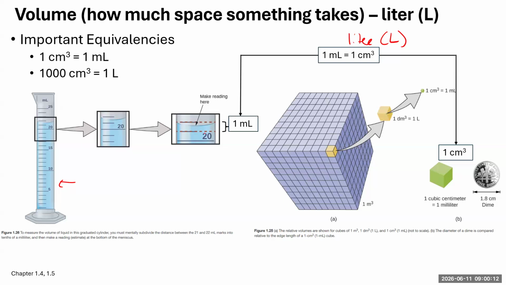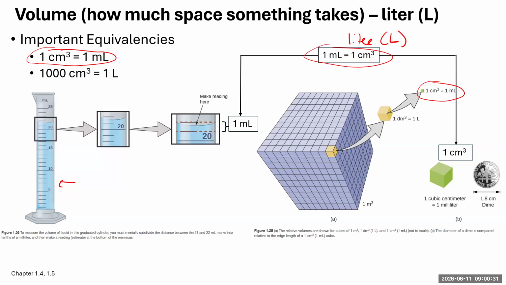There're going to be some important equivalencies. So 1 cubic centimeter equals 1 milliliter, right? That's a very important conversion rate. Again, conversion rate: number, unit, equal sign, number, unit.